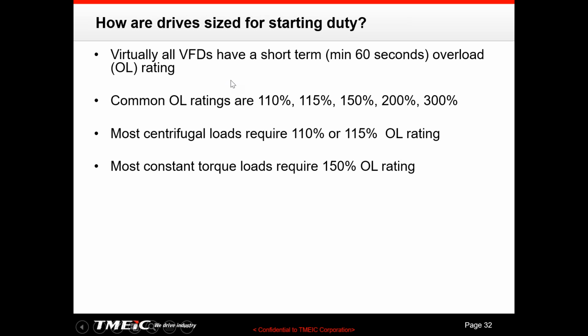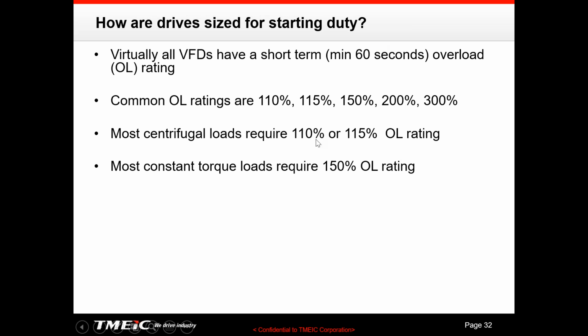Okay. One thing is how you design for the motor starting duty. You need to look at the VFD requirements. But typically that's for a certain short time, like 60 seconds in every 600 seconds. That's happening in the short term. And what are the overload requirements?